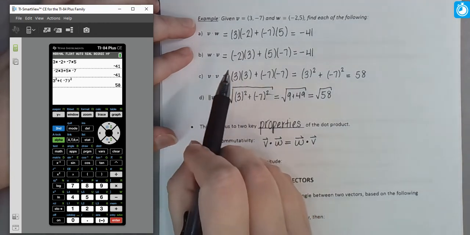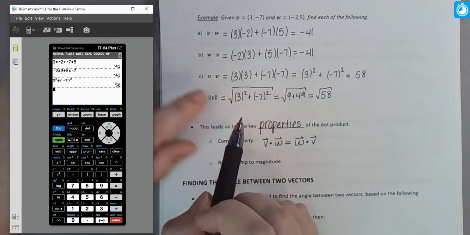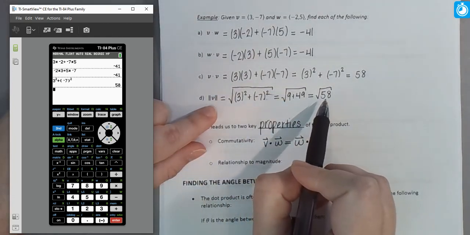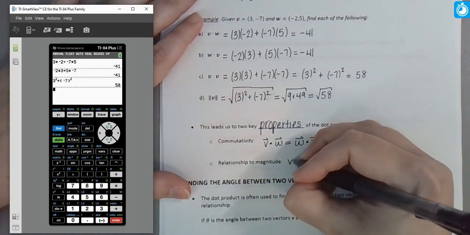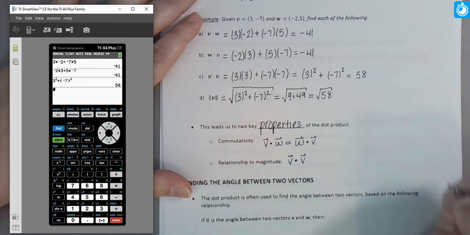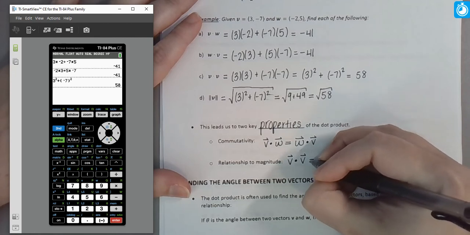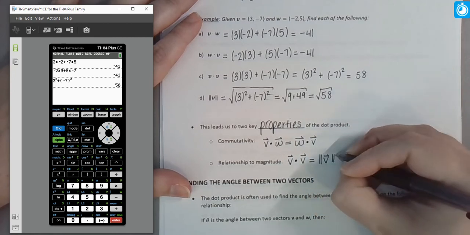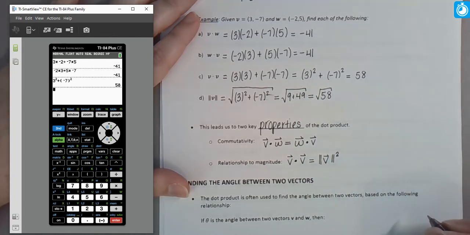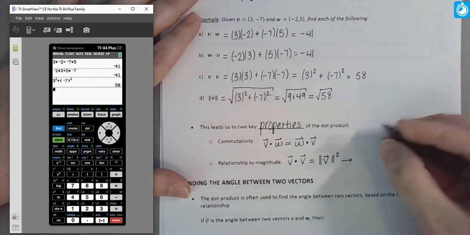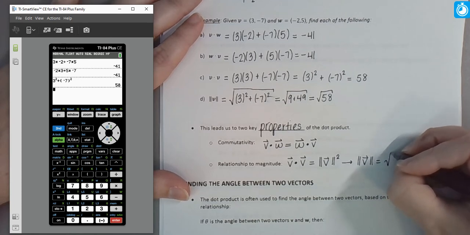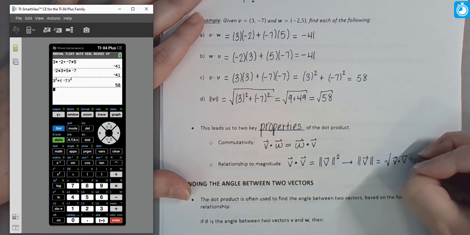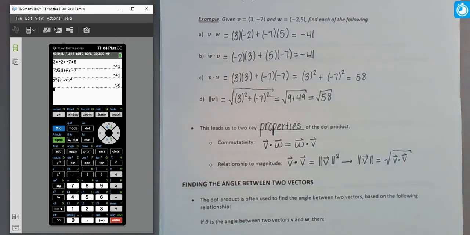We also have a relationship between the dot product and the magnitude of a vector. So notice in this case, this vector's magnitude was square root of 58, and the dot product of the vector with itself was positive 58, just as is. So this leads us to actually another definition for magnitude. If you take the dot product of a vector with itself, that's the same thing as taking the magnitude of a vector and squaring it. Another way of saying that is that the magnitude of our vector is also the same thing as the square root of the dot product of the vector with itself. So that's just another way of defining the magnitude of a vector. We can also define it in terms of a dot product.